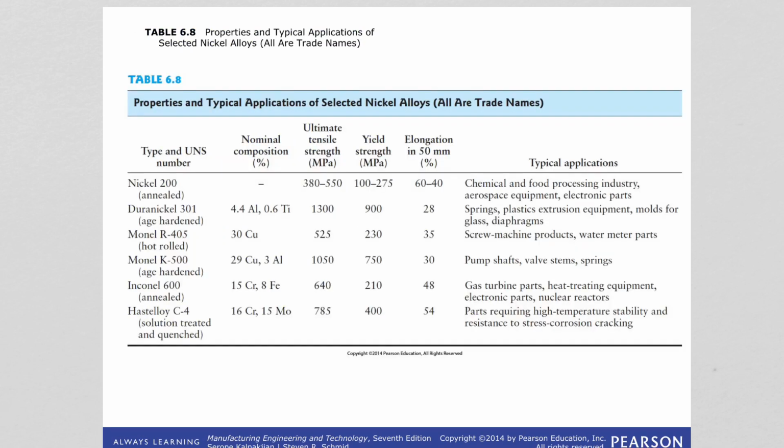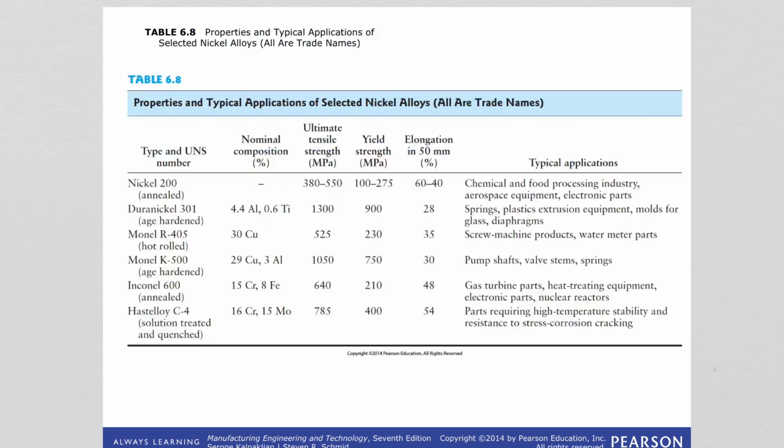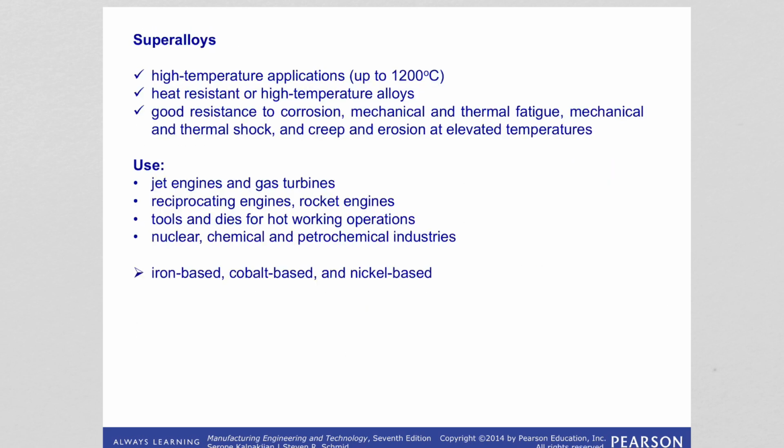So here, based on their trade names, their composition is also given, their properties are given, and typical applications are given for nickel alloys. So you can see a wide range of applications are available for nickel alloys. Okay, so next is superalloys.